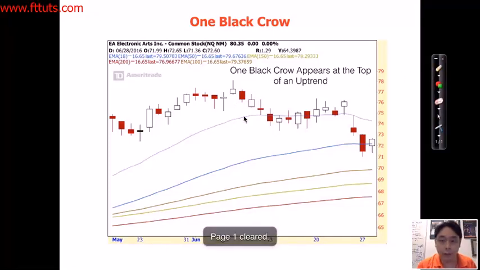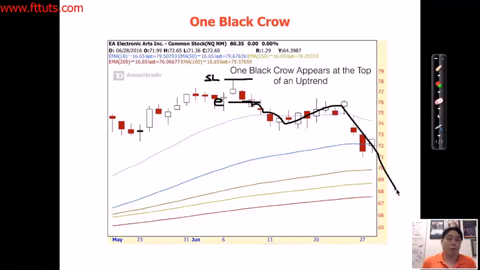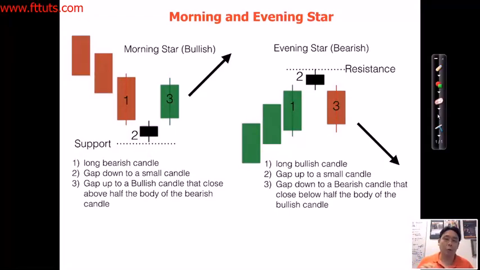Sell order over here. Stop loss over there. Entry over here. Stop loss over here. The next day, it hits our entry and we are in the trade on the way down. So notice this is a counter trend trade. We are selling against the uptrend because we think it's overbought, it's going to retrace down, and we see a one black crow pattern.